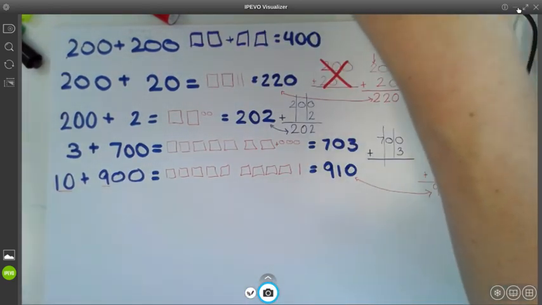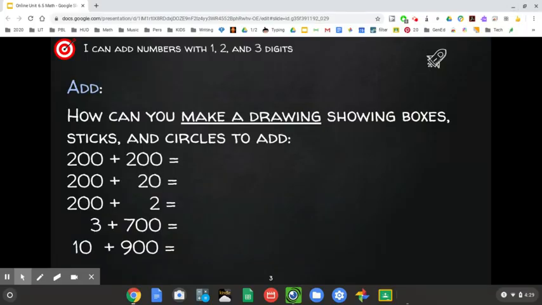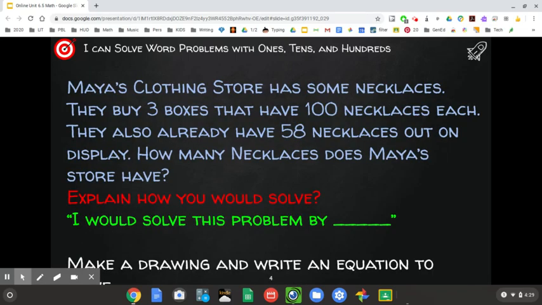Okay, so the next piece we have is some word problems that we're going to go over here today. This one wants you to make a drawing. You can make a drawing with 10 sticks and ones. You can make a drawing showing that vertical form however you want, but I would like to see a drawing just so you can practice this alignment.